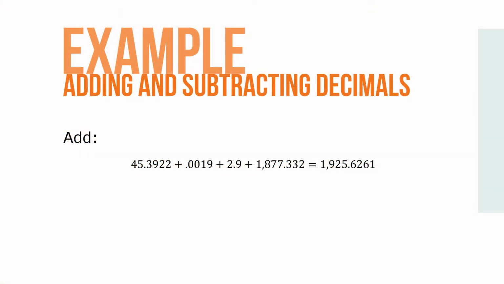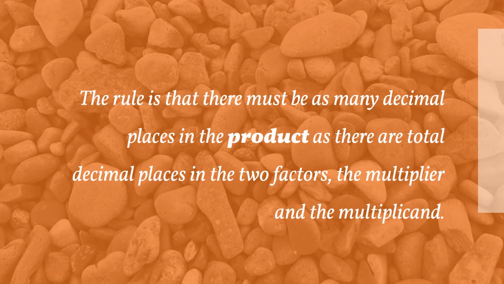Let's take a look at adding and subtracting decimals with this example. These examples are solved by lining up the decimal points, then performing the indicated operation as if they were whole numbers. The rule is that there must be as many decimal places in the product as there are total decimal places in the two factors, the multiplier and the multiplicand. This may require adding zeros to the product.